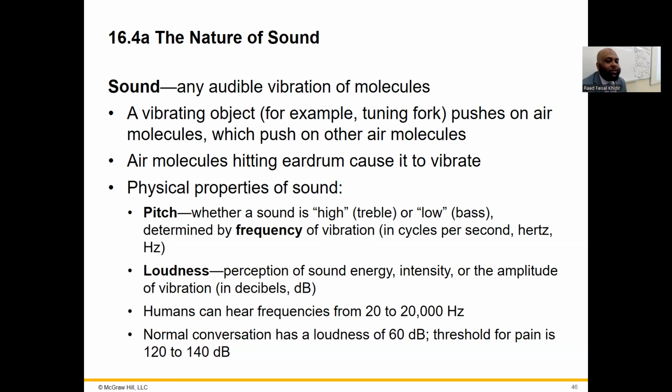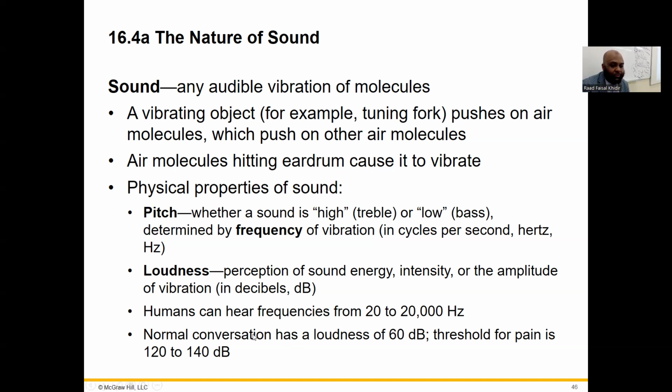The physical properties of sound. We discussed how salty the food is. There is an understanding of the intensity of the stimuli. Some foods are more salty than others. Some foods are more sour than others. Some sounds are louder than others. Sometimes the pitch is high, which represents the frequency of the vibration. And loudness is the perception of the sound energy, or the intensity, or the amplitude.